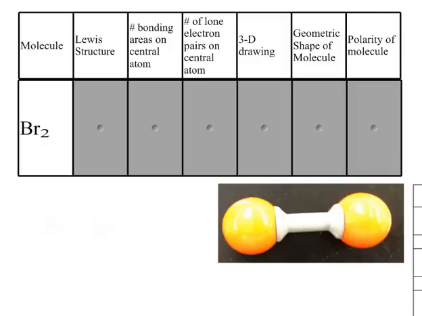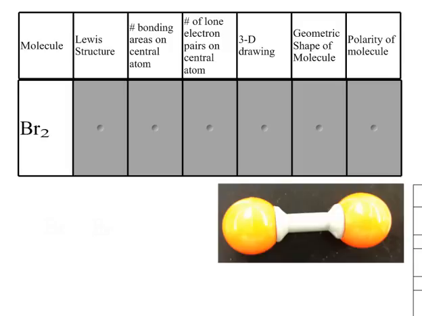This video lecture is meant to cover the information in Chapter 8, Section 3, which involves using Lewis structures to help you determine shapes of molecules. And from that, we're also going to be able to determine the polarity of the molecule.